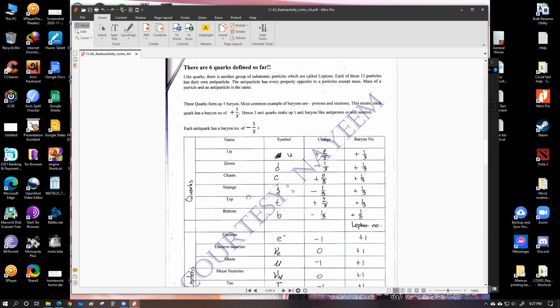So these are the charts that we have. Have a look over here. There are 6 quarks defined so far. Like quarks, there is another group of subatomic particles. They are called leptons. Each of these 12 particles has their own antiparticle. So there are 6 quarks and there are 6 leptons. These are the primary 12 fundamental particles that the scientists have defined.